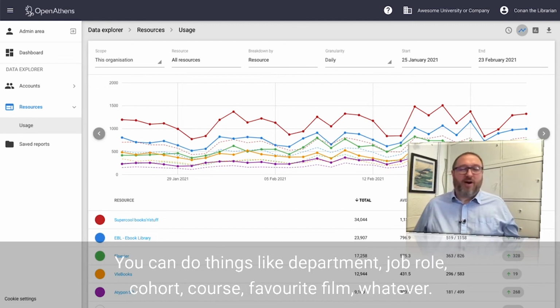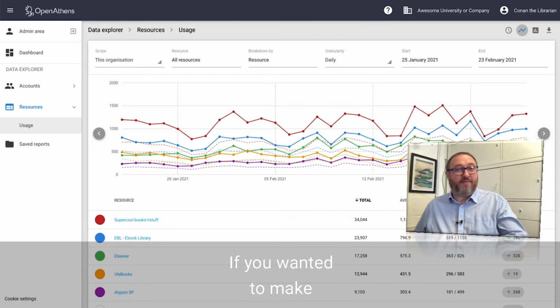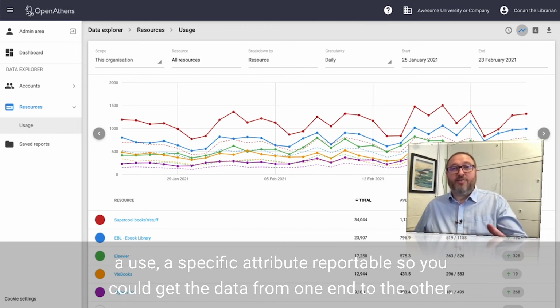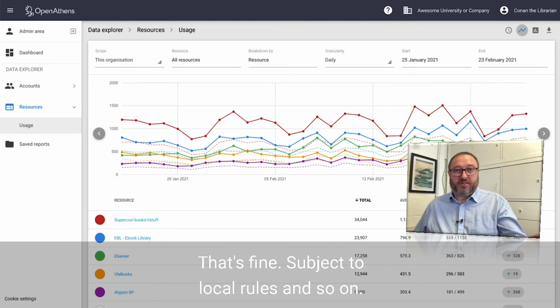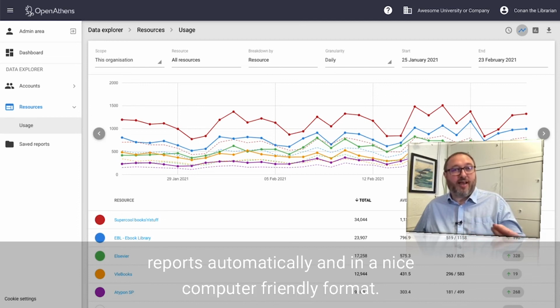You can do things like department, job role, cohort, course, favorite film, whatever. If you have an external tool that crunches data together, that's fine too. If you wanted to make a user-specific attribute reportable so you could get the data from one into the other, that's fine, subject to local rules and so on. We even give you an API so you can pull those reports automatically in a nice computer-friendly format.